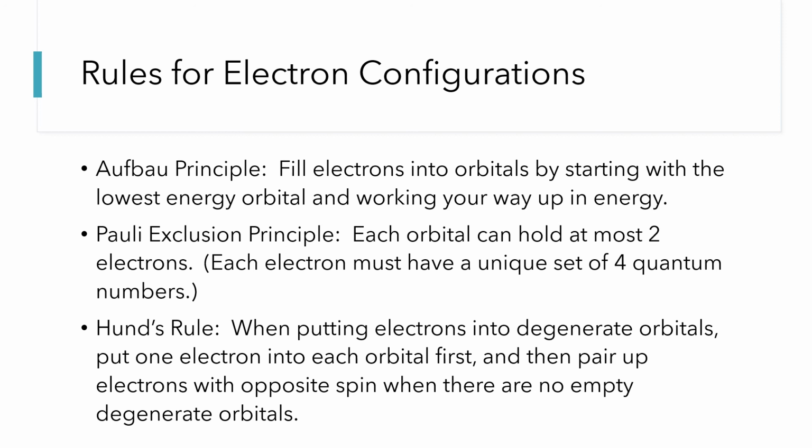And then Hund's rule says that when we have a set of degenerate orbitals, such as the collection of 2p orbitals in the 2p subshell, we are going to put 1 electron into each orbital first, and then only pair them up with opposite spin when there are no longer any empty degenerate orbitals available.